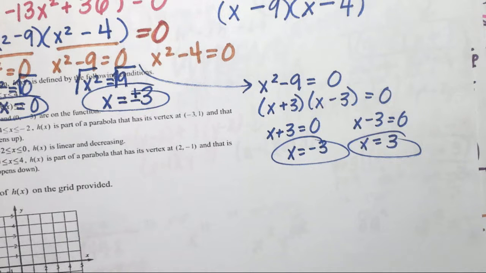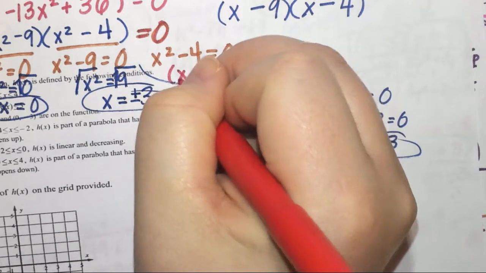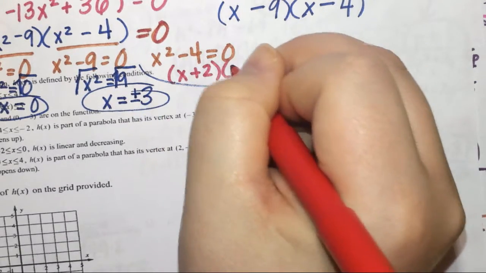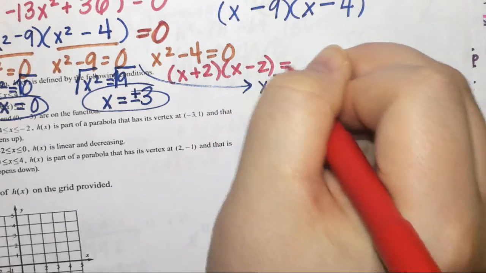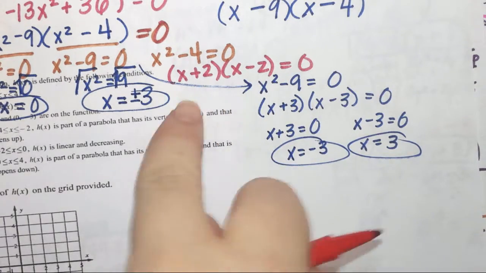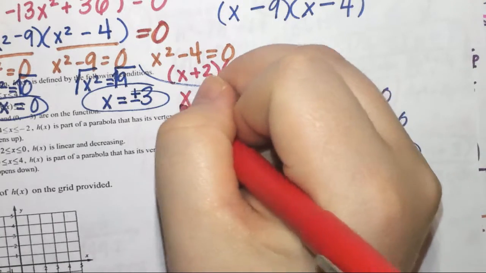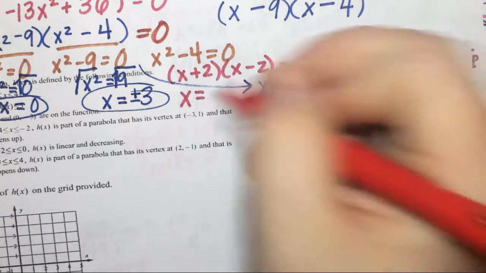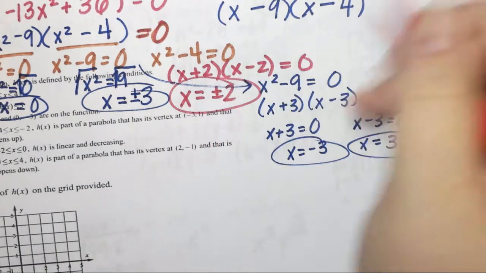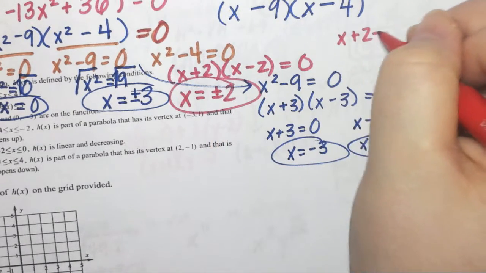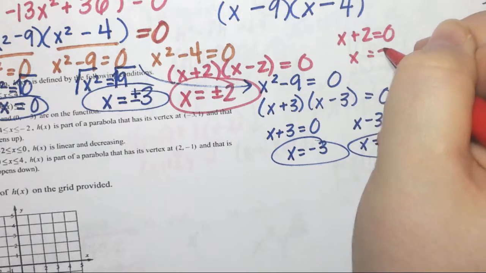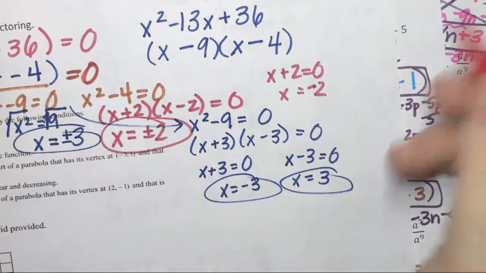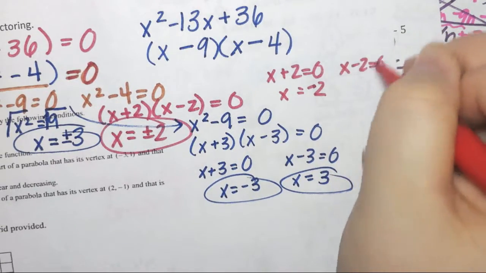Instead of x squared minus 4 equals 0, can we not factor that better? Yes. So let's do x plus 2 and x minus 2. They get the point. So my 2 answers for this one are going to be what? I'm going to end up having plus or minus 2 again, because I do x plus 2 equals 0, so x equals negative 2. And I do x minus 2 equals 0, so x equals positive 2.